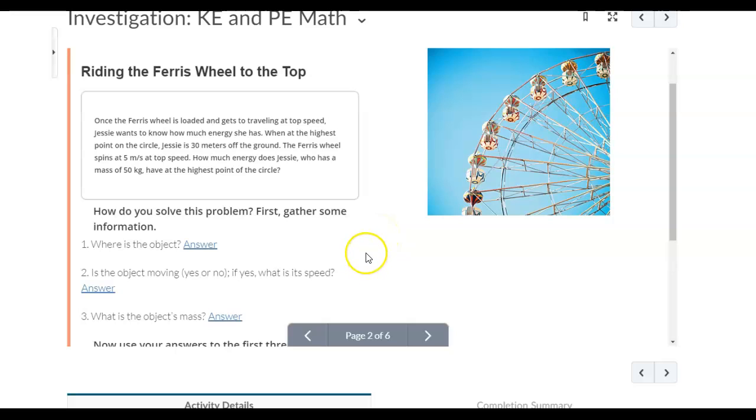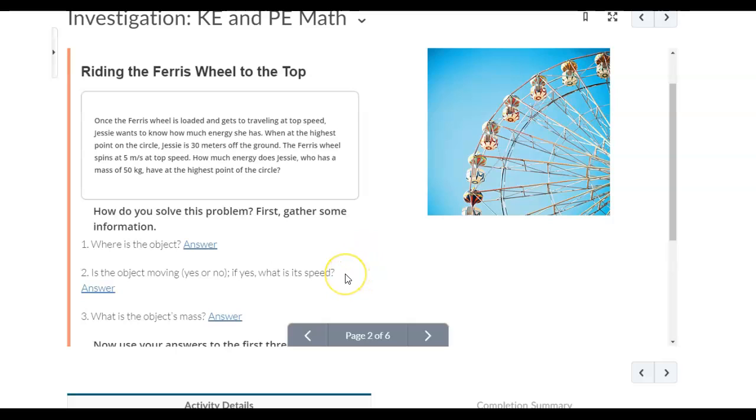First, you're going to gather the information out of the problem. So we need to write down all the numbers that we have so that we can figure out what we're going to do with them. So we want to know how much energy. So we're solving for one type of energy that we don't yet know. The highest point on the circle, the height, that is 30 meters. The Ferris wheel spin is 5 meters per second, so it's going to be our velocity. And then how much energy does she have? She has a mass of 50 kilograms. So mass is going to be 50 kg.